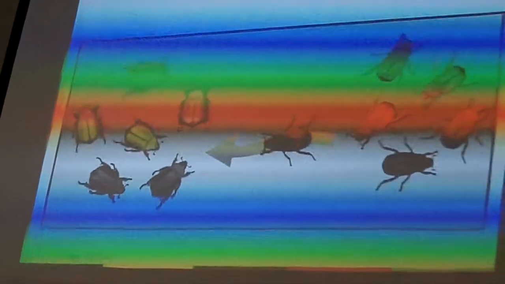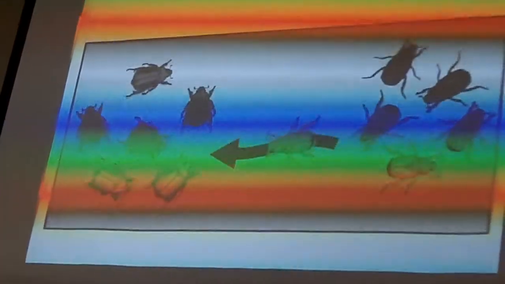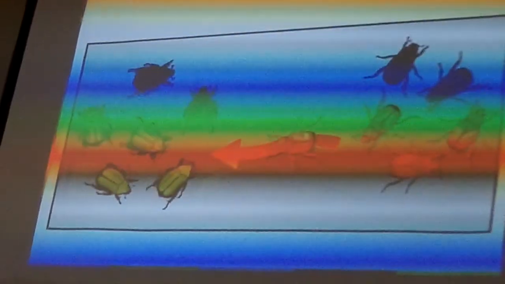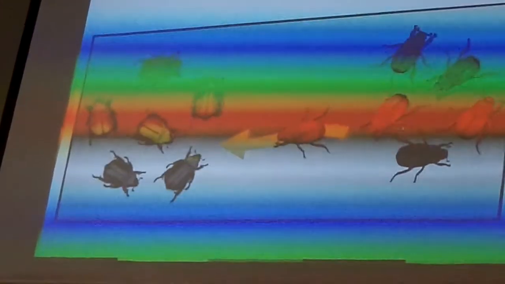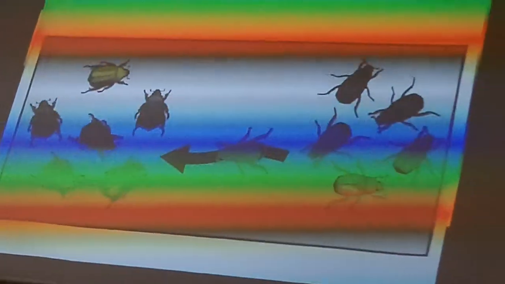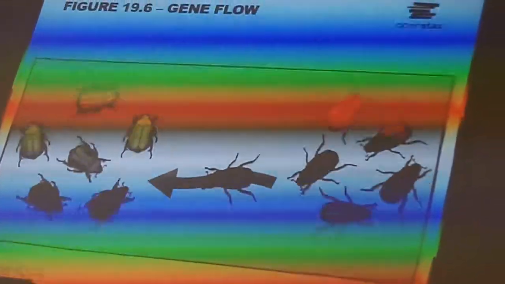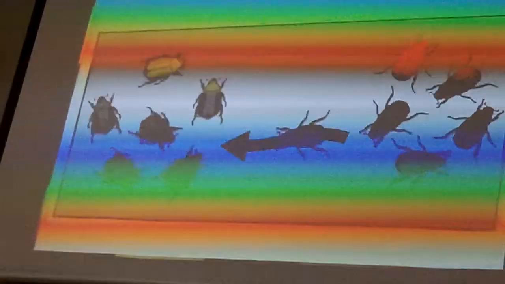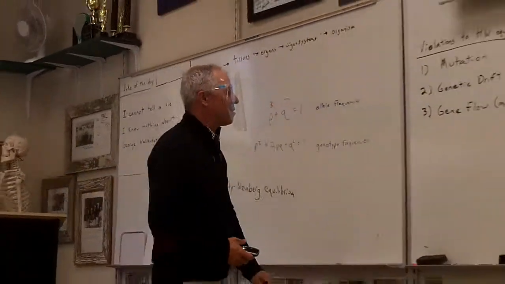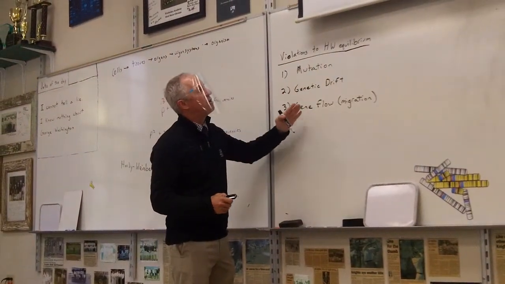So what if this population is minding its own business, it's got all recessives, no dominants. What if a dominant gene individual from this population migrated into this population? Wouldn't that change the numbers for the recessive population? They'd have more dominance. So the Q would go down, the P would go up because of the migration. So we call that gene flow, genes flowing from one population to another.